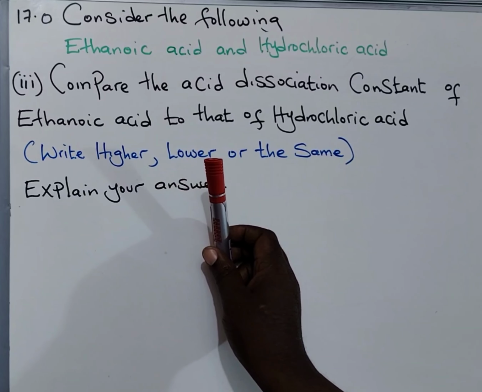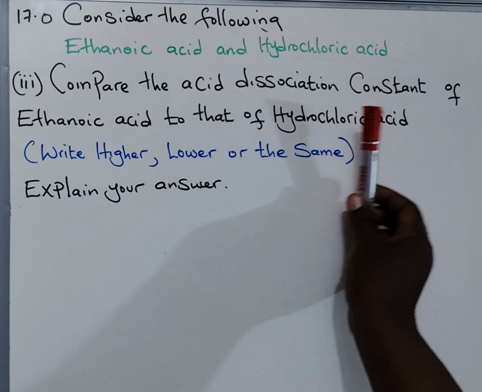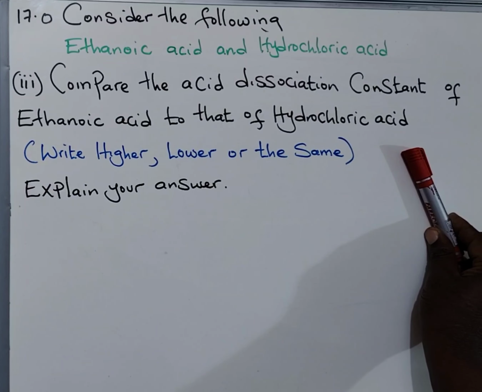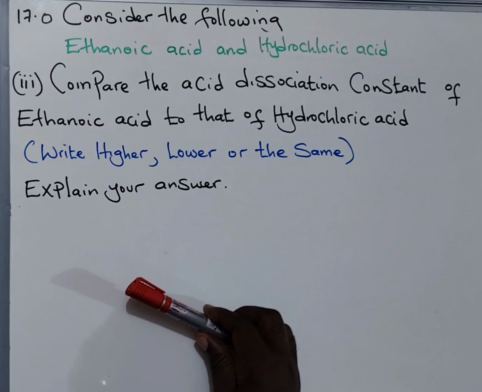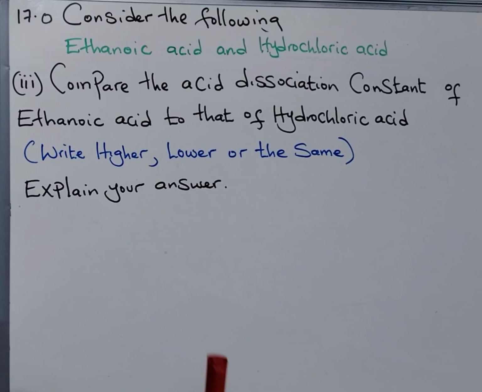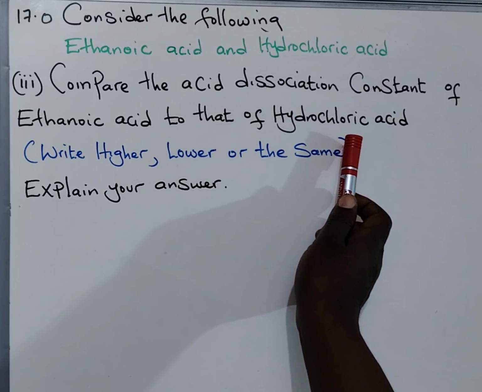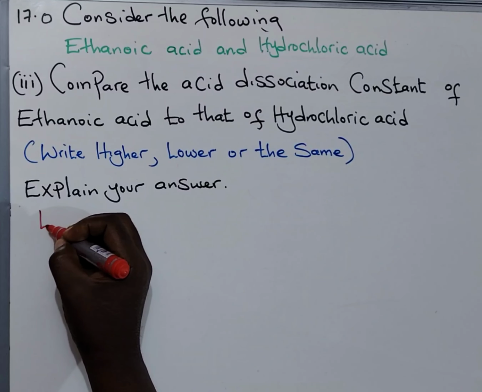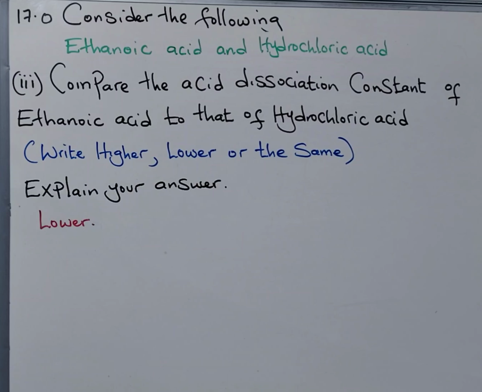Then we come to this question. It says, compare the acid dissociation constant of ethanoic acid to that of hydrochloric acid. Write higher, lower, or the same. Explain your answer. Okay, what are we comparing? We are comparing ethanoic acid to hydrochloric acid. So what is the answer? The answer is lower. What is the reason?